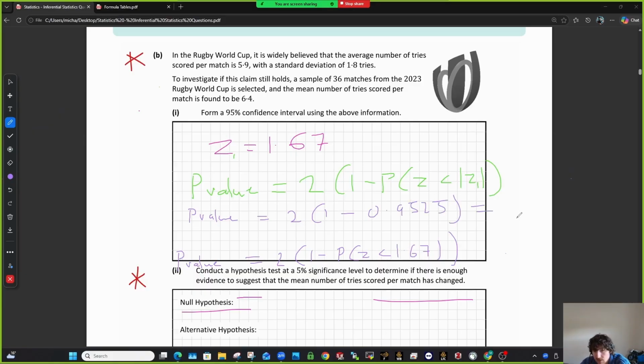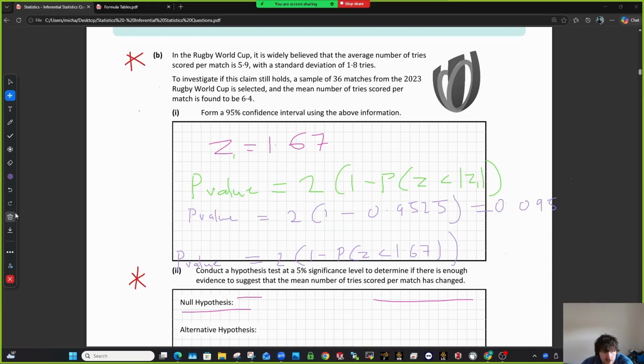So what we're going to get here is an area when I type this into my calculator. So this is going to be 2 times 1 minus 0.9525. So I end up with an area of 0.095, it's just the way that worked out. Okay, so what is that? We need to interpret what this actually is, and how it compares to our 5% level of significance.